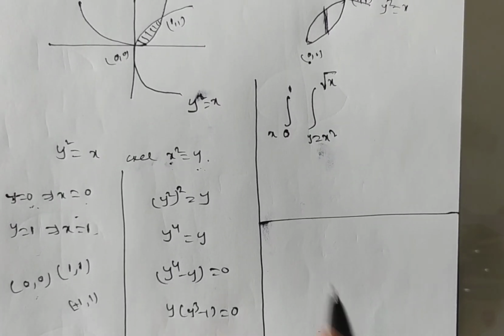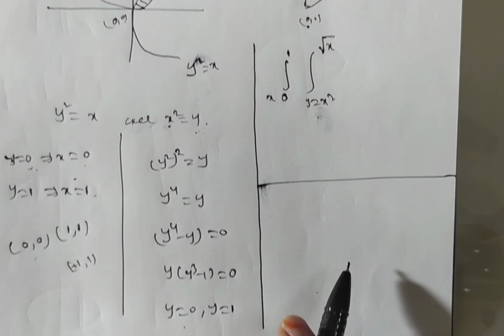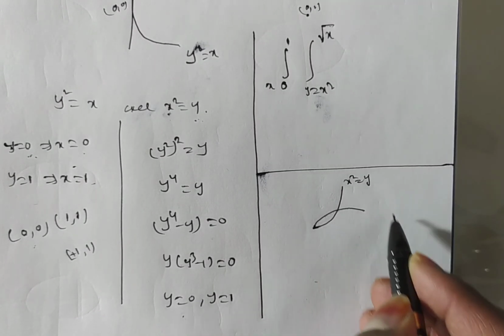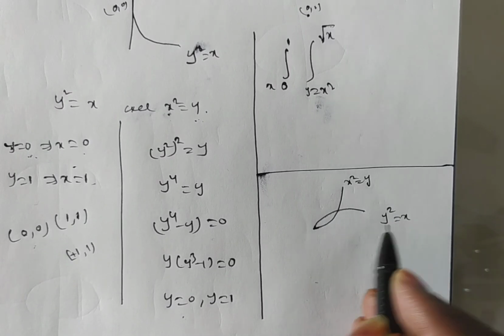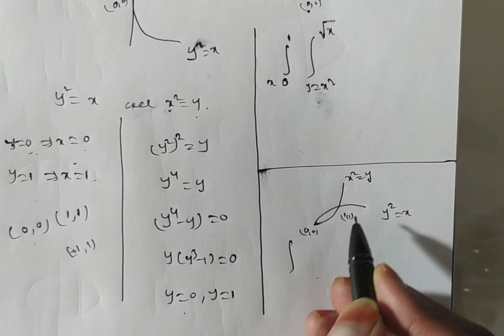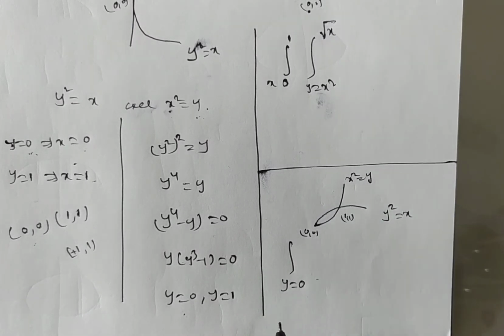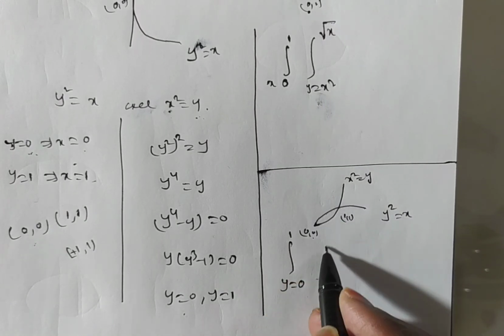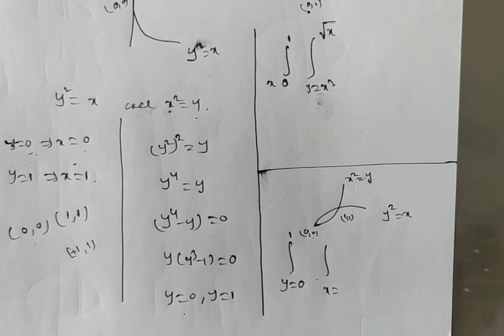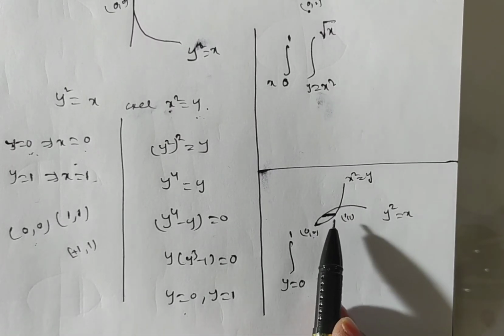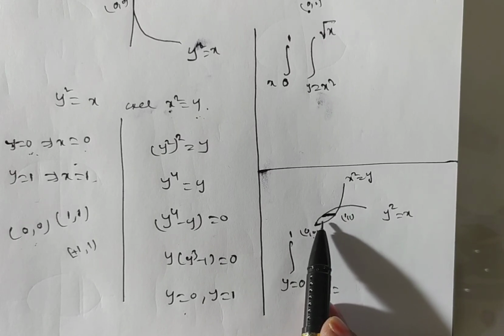Next, x independent is written. Now I want to write y independent limits. Again I am drawing the curves x square is equal to y and y square is equal to x. Now y is independent. This is 0 comma 0 and 1 comma 1, so y started from 0 to 1. Next I want the x limits, so draw the strip which is parallel to the x axis. On this strip, observe the left side. What is the left curve for this strip? y square is equal to x.